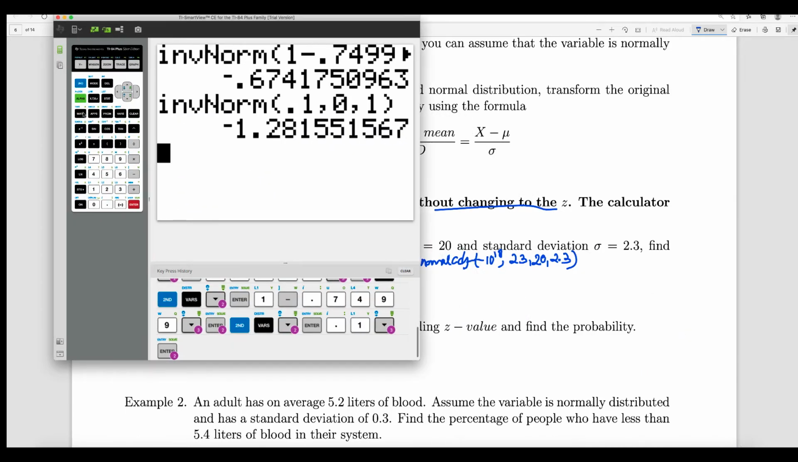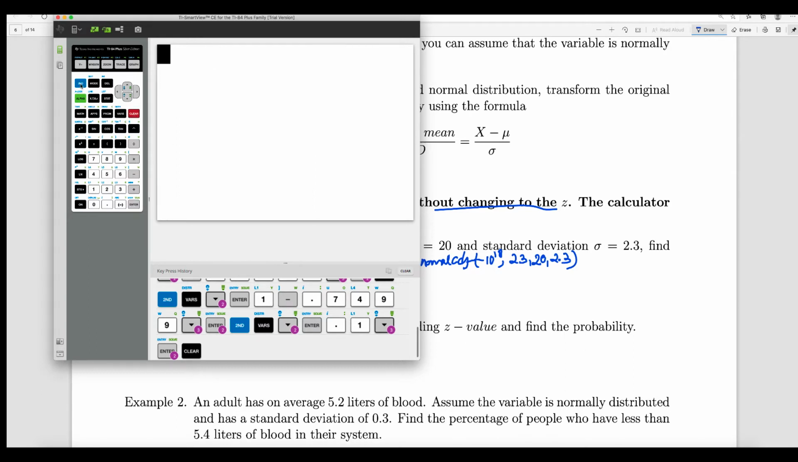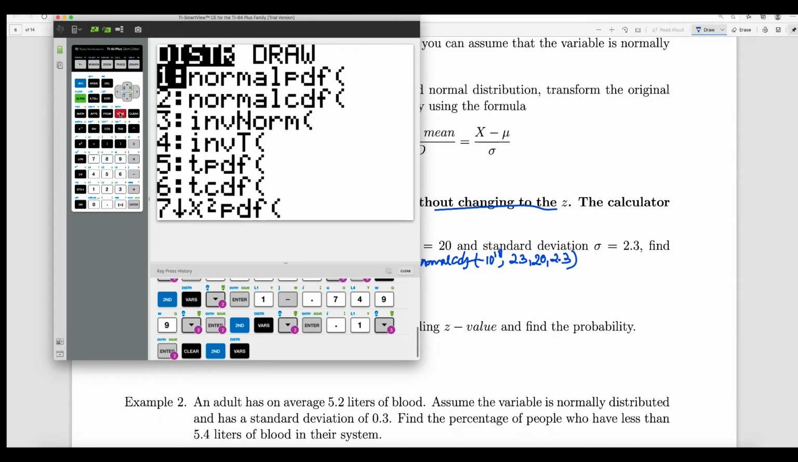So how do you do that? Since you are finding the area or the probability, you need to use normal CDF. You should be very careful about when to use normal CDF and when to use inverse norm. Normal CDF is used if probability or area is asked. Inverse norm is used if the area or probability is given and you are asked to find the value. So let's do the normal CDF and then hit enter.